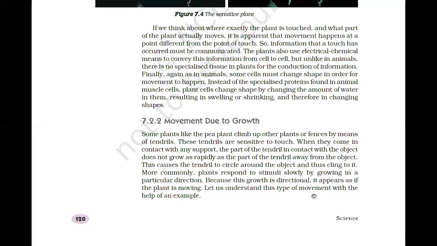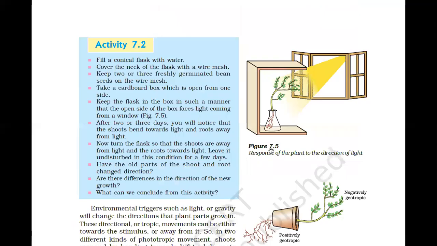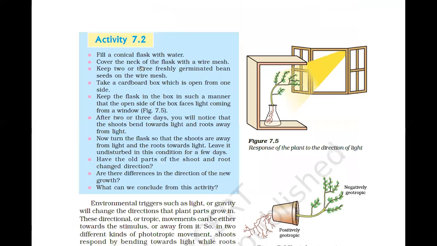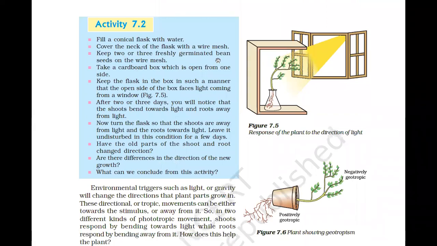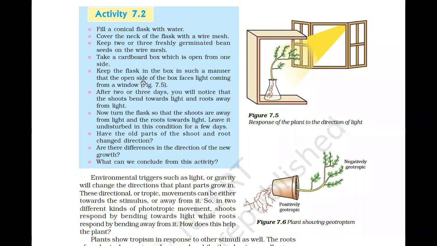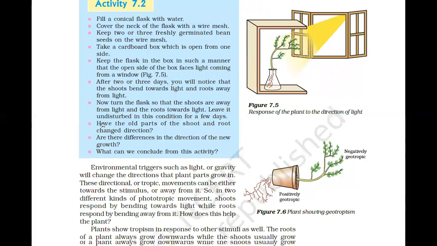Let us understand this type of movement with the help of an example. Activity 7.2. Fill a conical flask with water. Cover the neck of the flask with a wire mesh. Keep 2 or 3 freshly germinated bean seeds on the wire mesh. Take a cardboard box which is open from one side. Keep the flask in the box in such a manner that the open side of the box faces light coming from a window. After 2 or 3 days, you will notice that the shoots bend towards light and roots away from light.